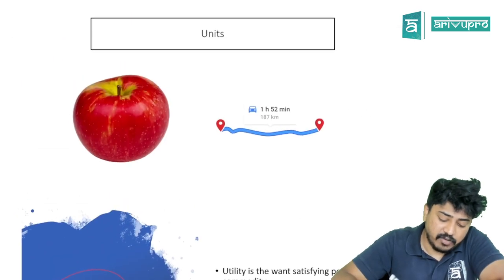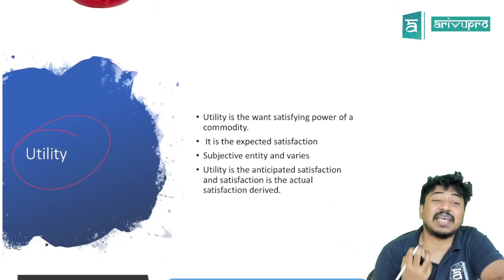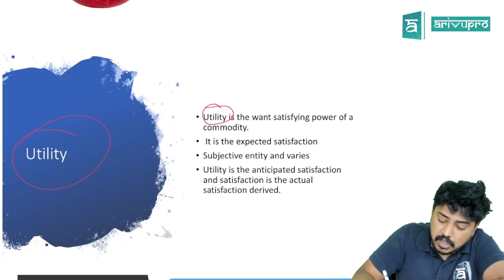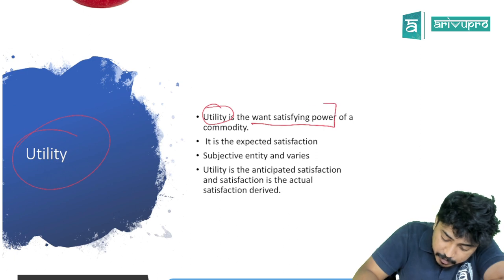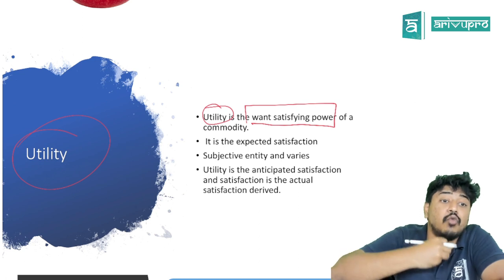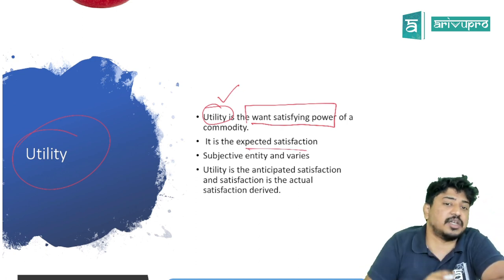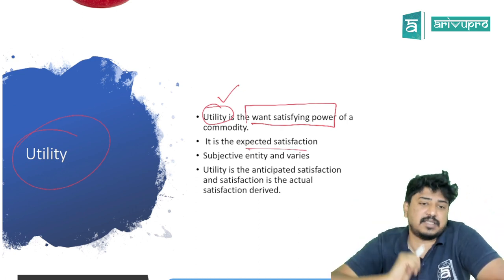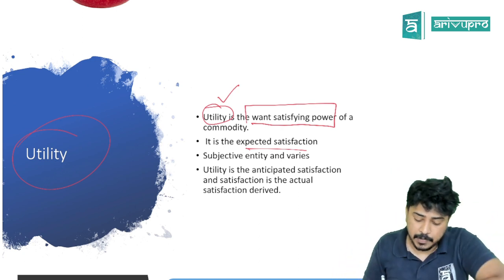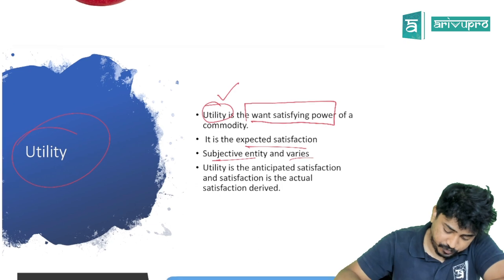Then we saw utility. What is utility? Like we measure weight in kg, we measure distance in kilometers, we measure satisfaction in utility. Utility, in other words, is nothing but the want-satisfying power. The power a product might have to satisfy your want, we measure in utility. It is not actual satisfaction, it is the expected satisfaction. For everything you can have an expectation. And it is very subjective, it varies from person to person.